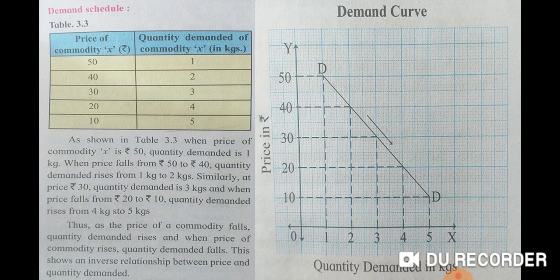So, in this lecture we studied the law of demand. When the price of the commodity falls, the demand for that commodity is higher. When the price of the commodity rises, demand for that commodity is lesser. In the next lecture, we are going to study the assumptions of the law of demand.